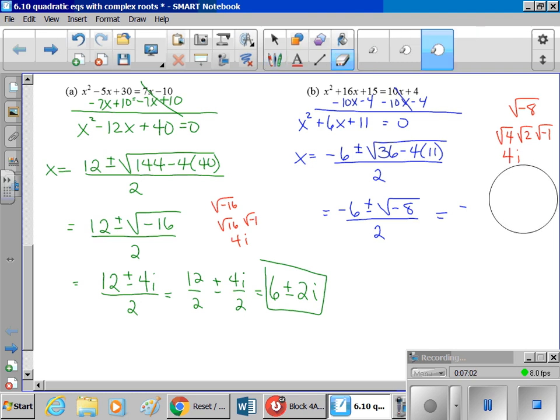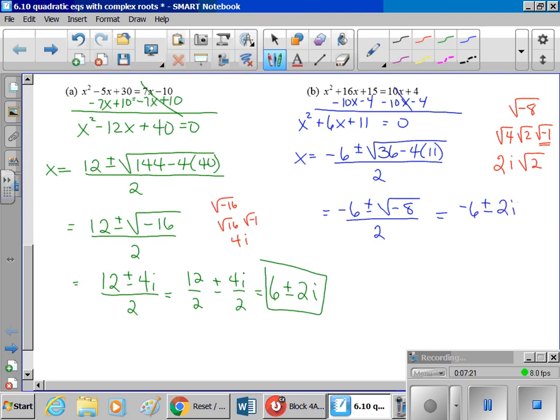nope. Square root of 4 is not 4. Square root of 4 is 2. So here's my 2, here's my i, and I'm going to put that rad 2 behind it. So this becomes negative 6 plus and minus 2i rad 2 all over 2, which is equal to negative 3 plus or minus i rad 2.